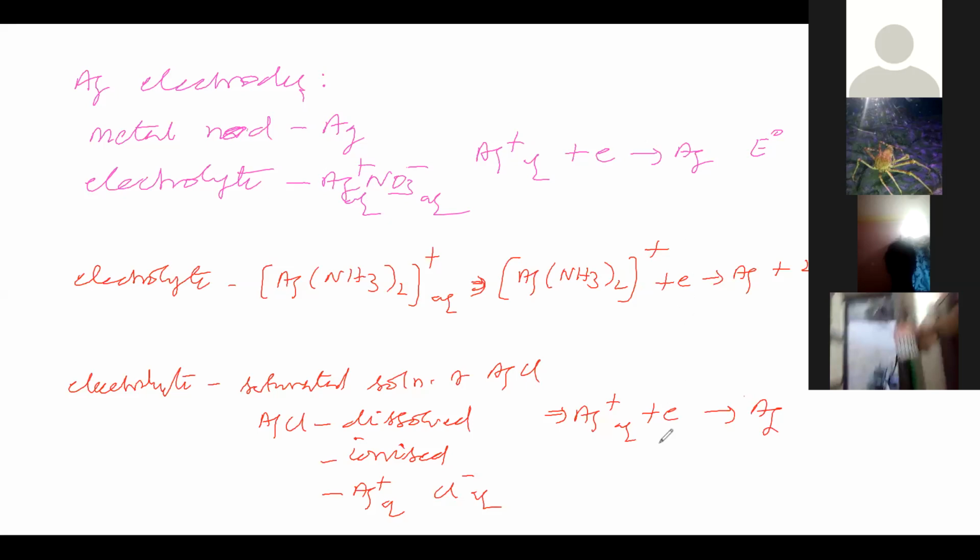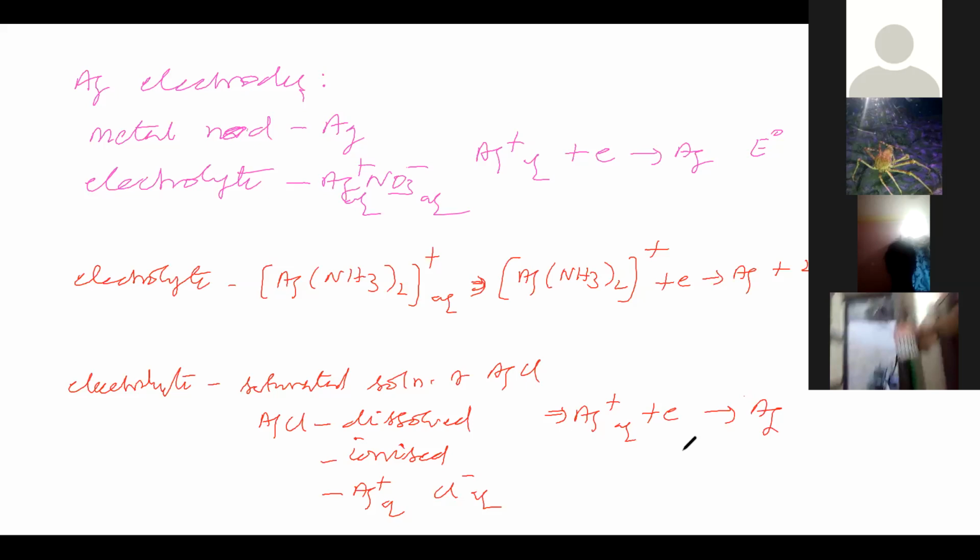Therefore the reduction tendency is different, so the reduction potential is different. So electrode potential depends on what? The nature of the electrolyte. All these three are silver electrodes only, no doubt, but the E naught value, the electrode potential, for these three is different. The electrode potential is varied.